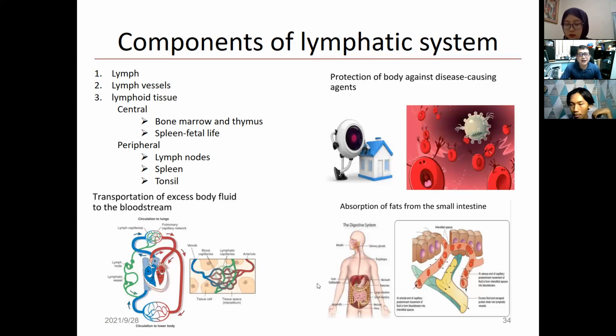Another one is very important: absorption of fat from the small intestine. This is a very important subject also. So that's the basic function of the lymphatic system.